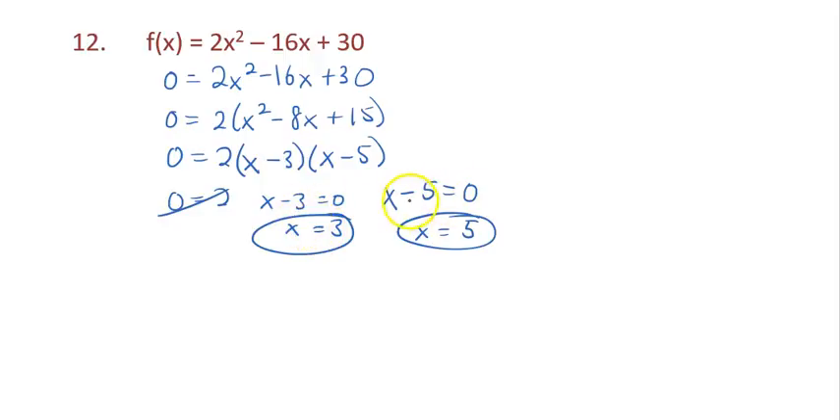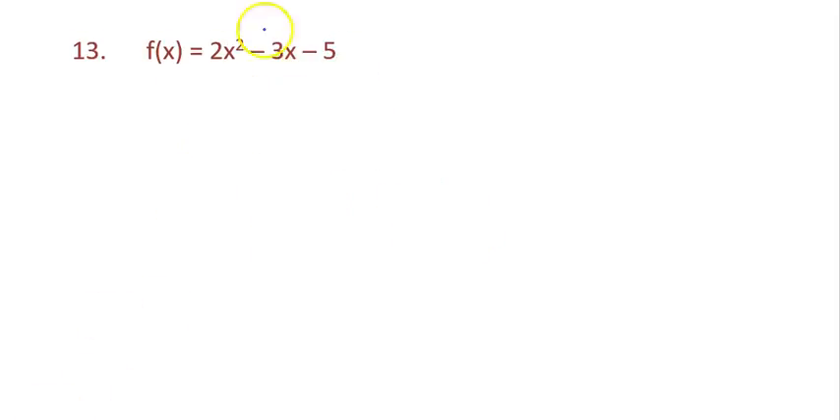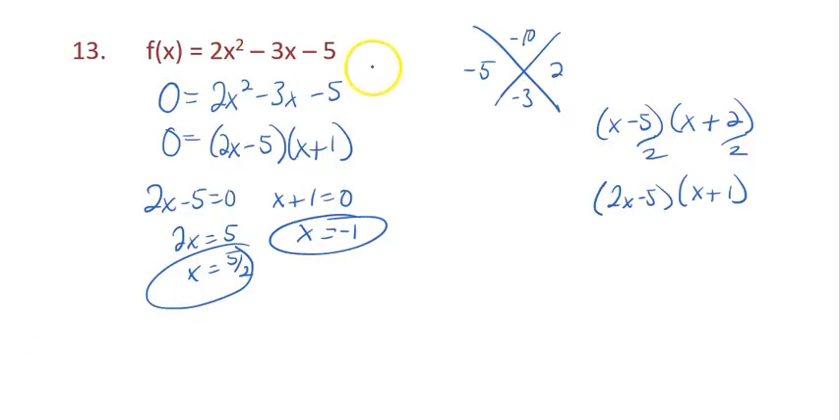And so then I just had the x minus 3 equal to 0 and the x minus 5 equal to 0 to solve, and I got 3 and 5 as my answers. But you would have gotten those on the graph, or you would have gotten those using quadratic formula, whichever way you chose. Okay, 13 is another one for you to try on your own, so hit pause and try it on your own.